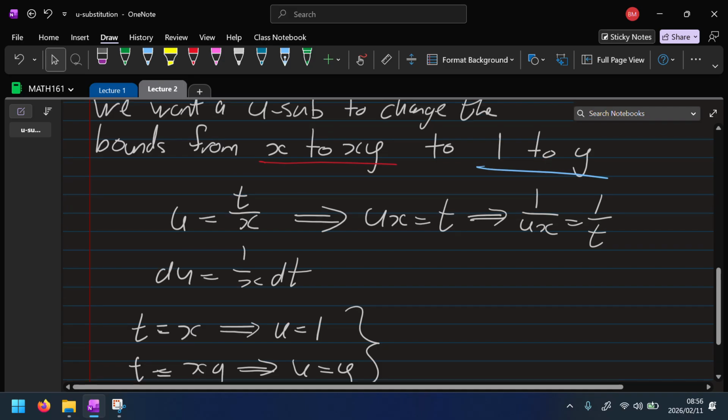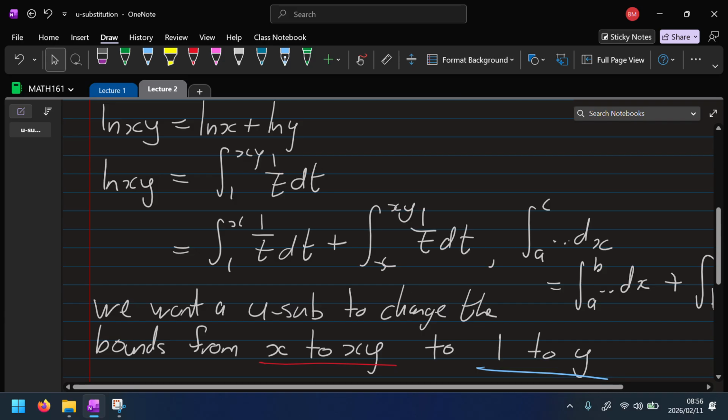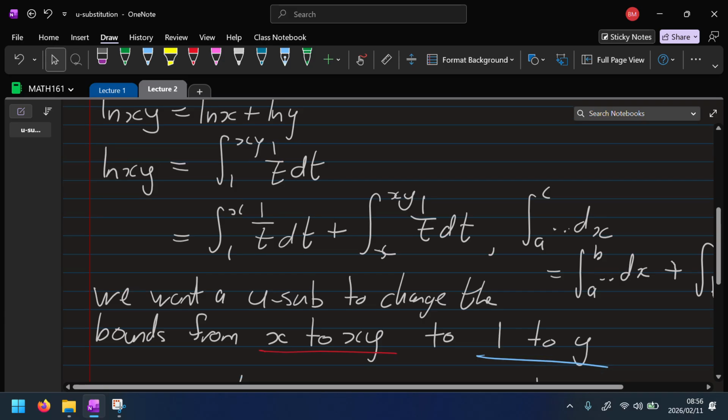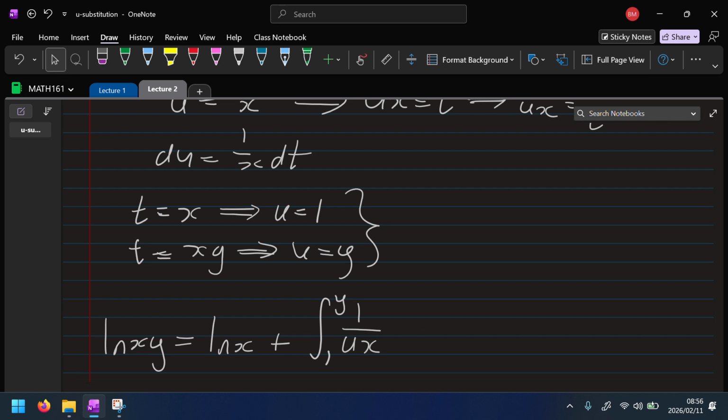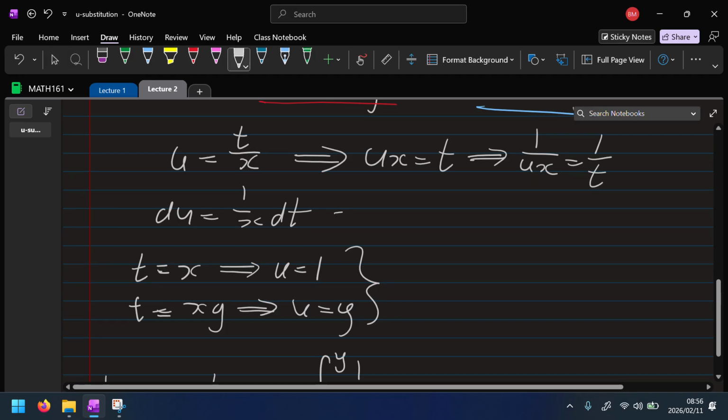Now what about the dt? Okay, so we've done the 1 over t part. Now the dt, what's that going to be? Again, do a little swap of the variables there. So du is 1 over x dt. What's dt by itself? X du, yeah. So let's write that here.